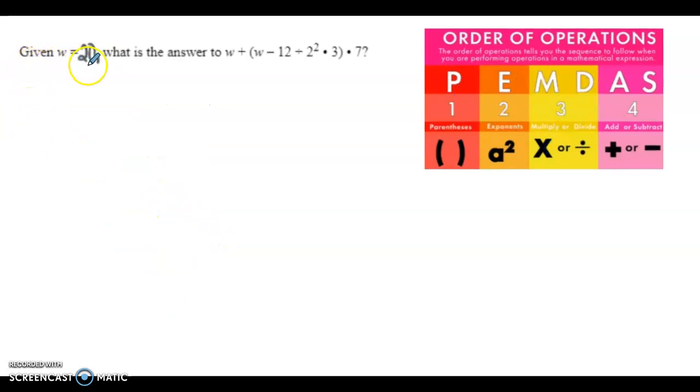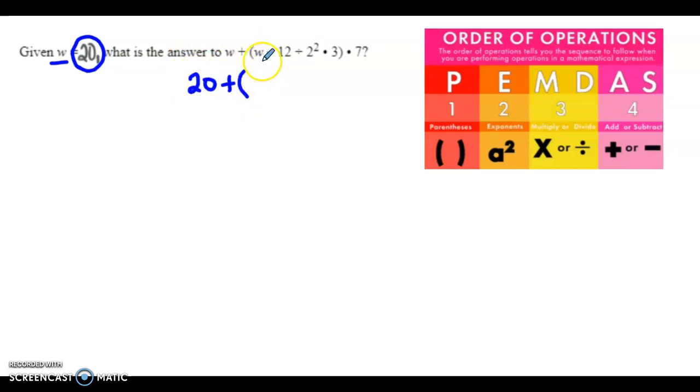Given w equals 20, what is the answer to w plus parentheses w minus 12 divided by 2 squared times 3 times 7? Okay, so the first thing I'm going to do is everywhere I see the letter w, I'm going to substitute in a 20. So I'm going to rewrite this. Right here, there's a w. Instead, I'm going to write 20.